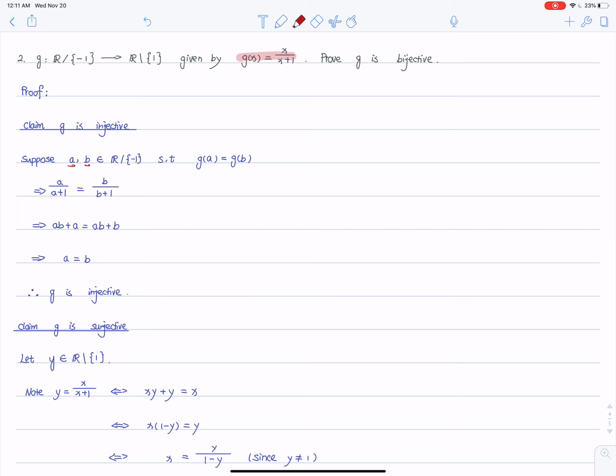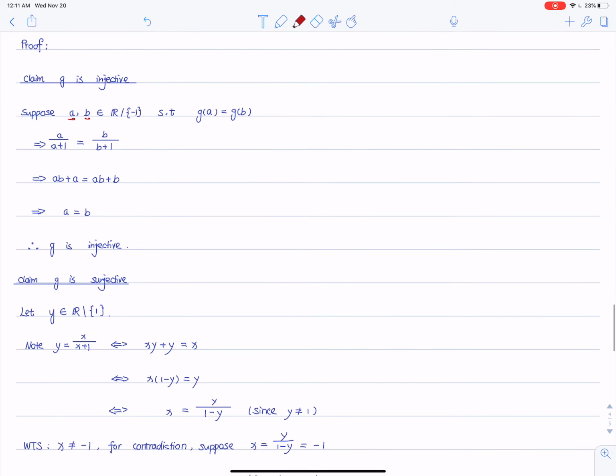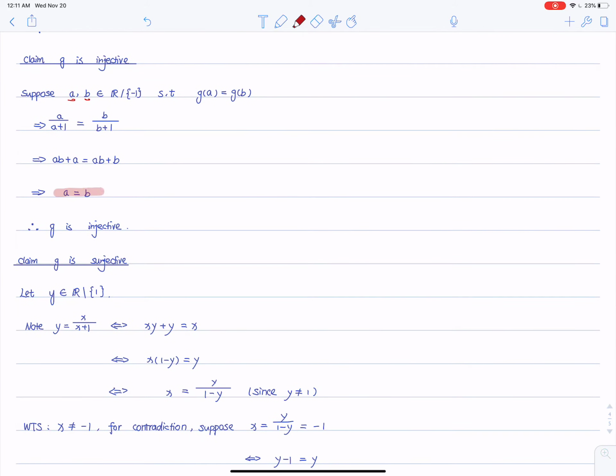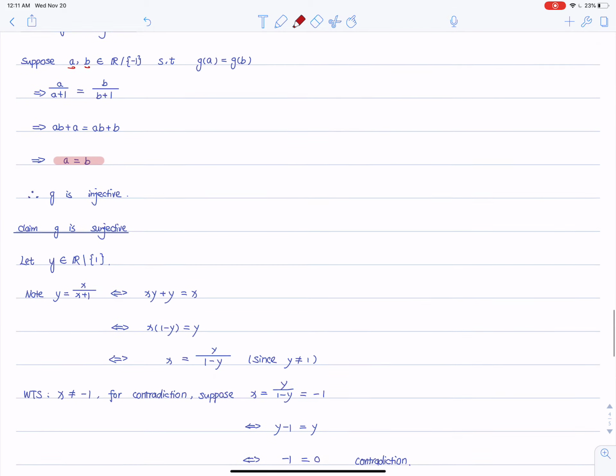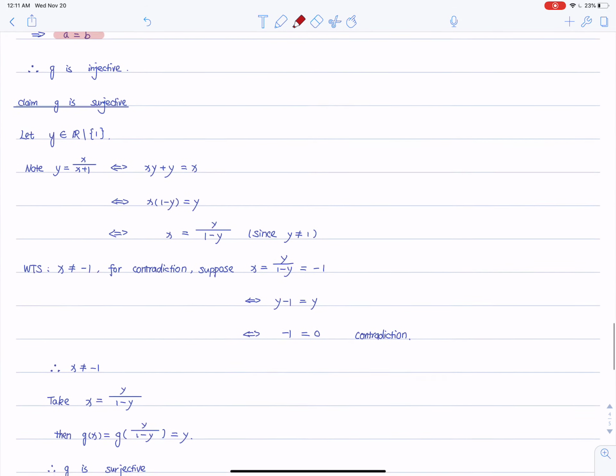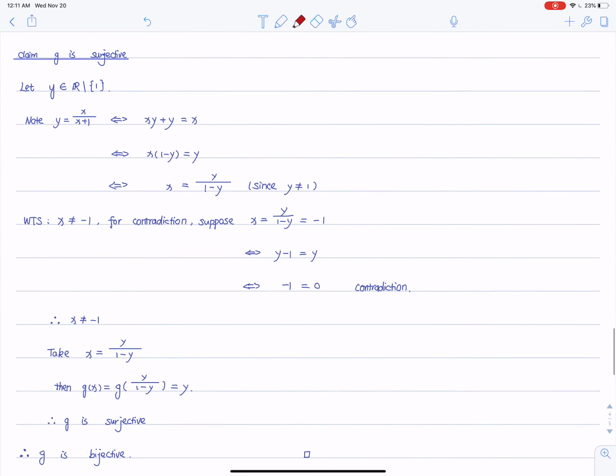And based on this, I know that A over A plus 1 equals B over B plus 1. I do a little bit of manipulation, and eventually I should get A equals B, which means my g is indeed injective. For surjectivity, this is a little bit complicated, but I will summarize it a little bit later. But let's just have a look at this first.